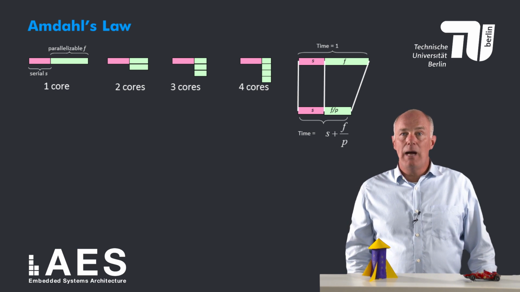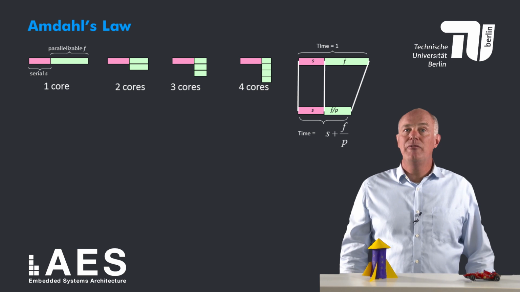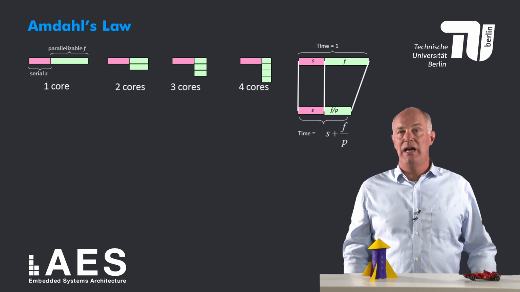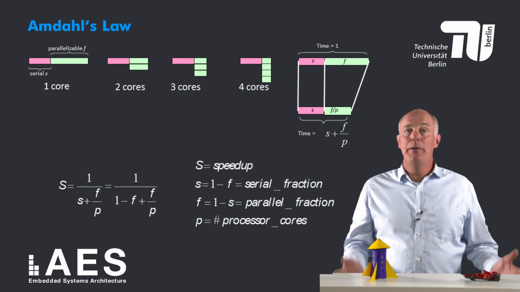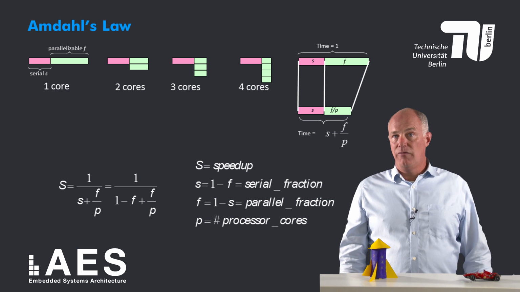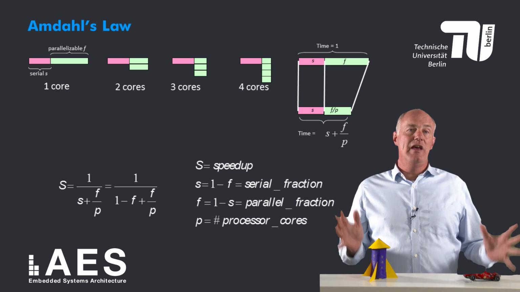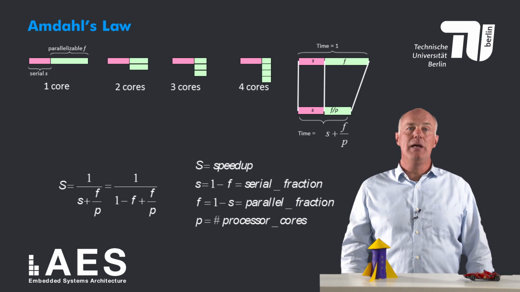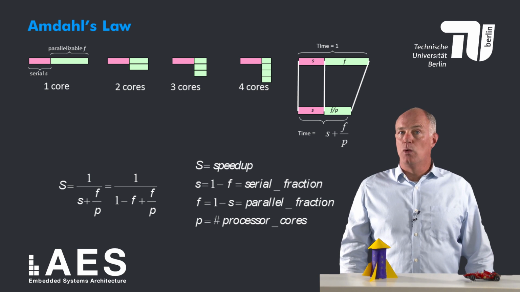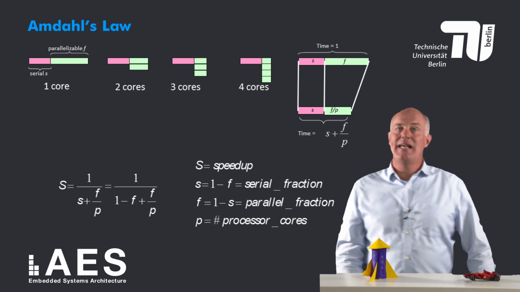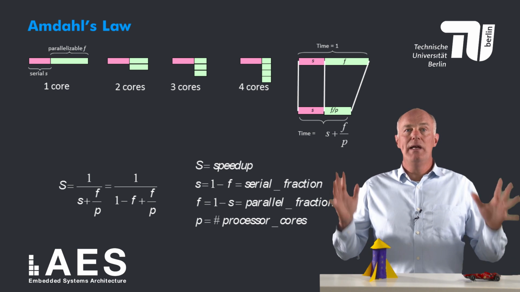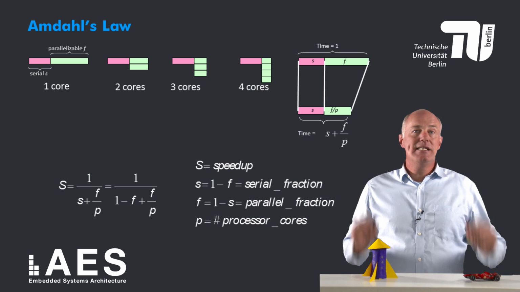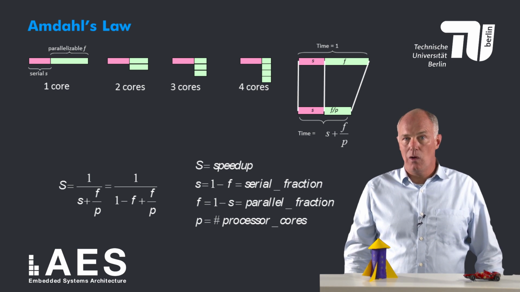In general, the time on one core is S plus F equals 1, and the time on P cores is S plus F divided by P. Speedup is the time on one core divided by the time on P cores, and this is equal to 1 divided by S plus F divided by P. Since S plus F equals 1, or S equals 1 minus F, this is equal to 1 divided by 1 minus F plus F divided by P. This is the equation known as Amdahl's law.